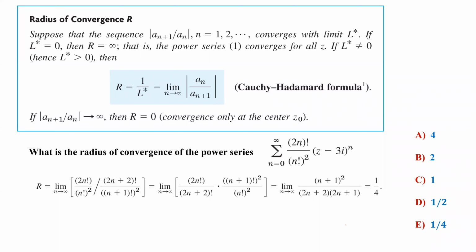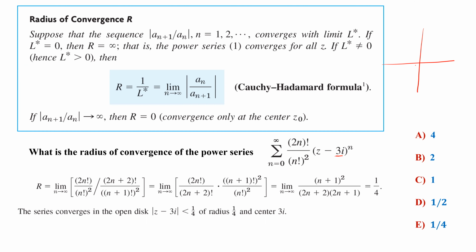You're welcome. All right. So this is radius of convergence. You see the z naught is 3i. So if you look at the complex plane, 1i, 2i, 3i, the center is here, and the radius of convergence is 1/4. It's a very small circle around 3i. This series is only convergent in that circle and divergent everywhere else. All right.